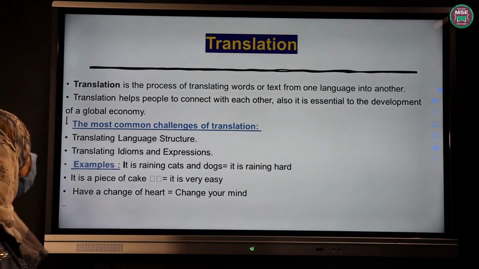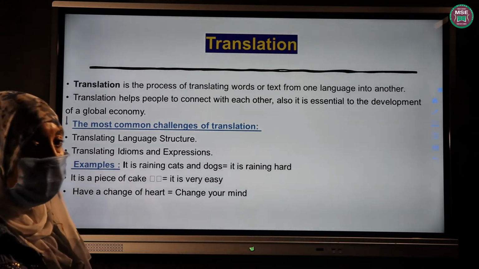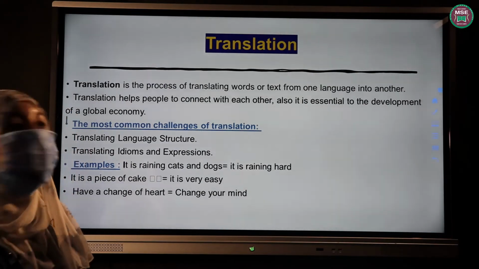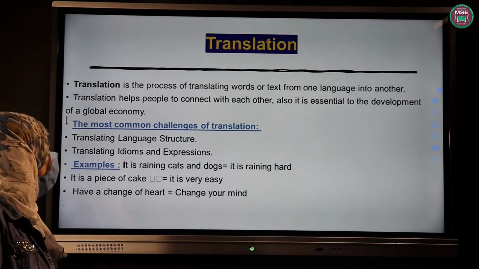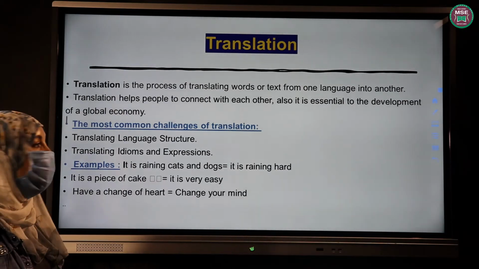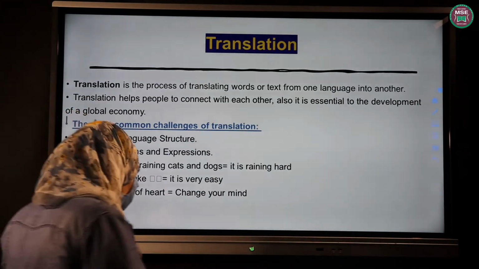And this is one of the English idioms. It's a piece of cake. It's not a cake that you are going to take or to eat. It means it's very easy. Have a change of heart. It means what? Not to change your heart, because the heart is not to be changed, but to change your mind and your thinking and thoughts.